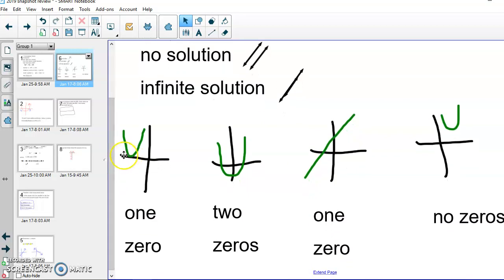This quadratic is touching my x-intercept one time, so it has 1 zero or 1 root or 1 solution. This one is touching my x-axis twice, so there are 2 zeros or 2 roots or 2 solutions. This one's only touching it once, so it's 1 zero, root or solution. And this one never touches my x-axis. So it is no zeros, no roots, or no solutions.